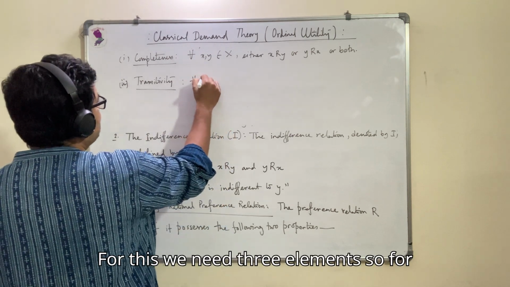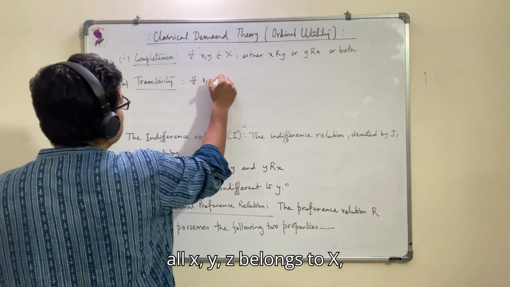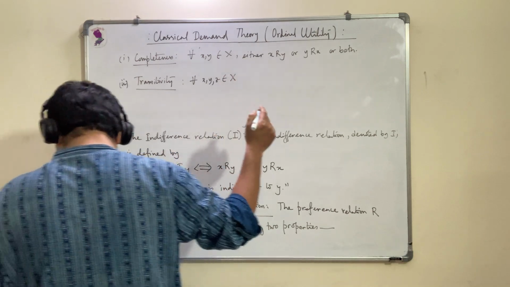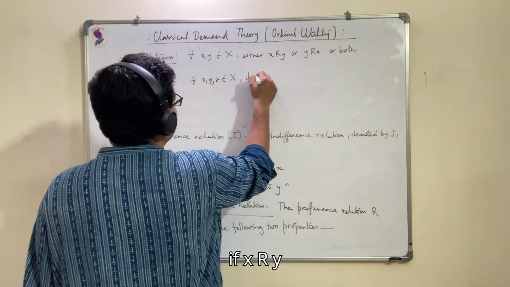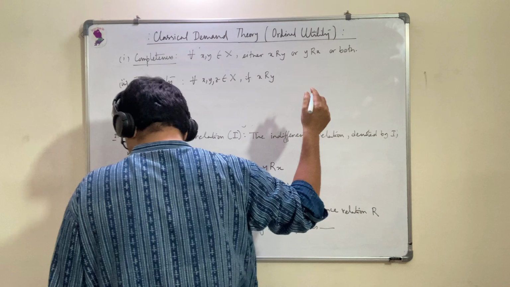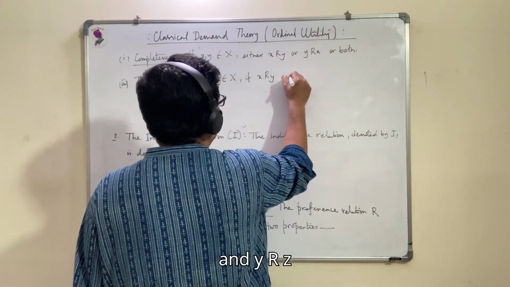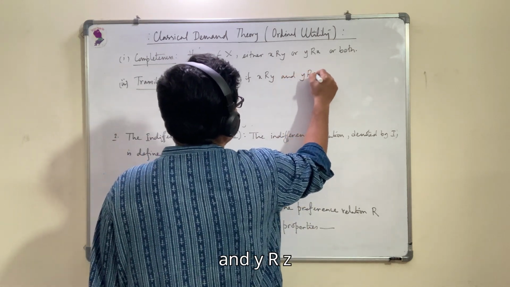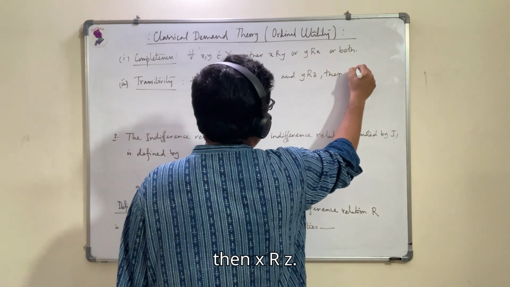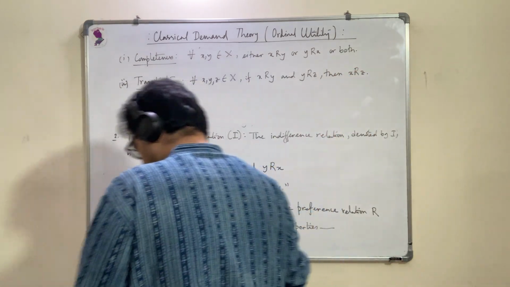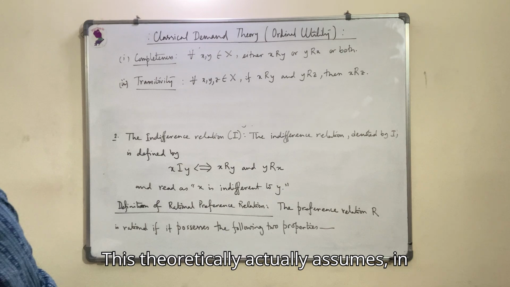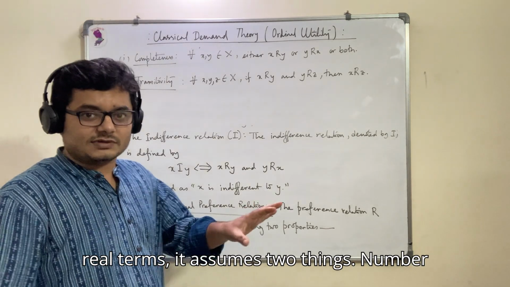For this we need three elements. So for all x, y, z belongs to X, if x R y and y R z, then x R z. This theoretically actually assumes, in real terms, two things.